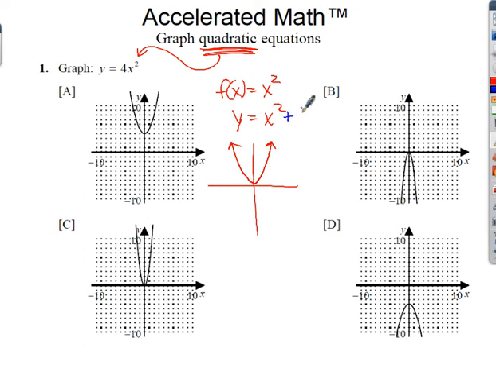You can add a number onto the end here. What does that do? A plus 4 is going to shift it up, so this one's going to become something like this. And a minus 4 is going to shift it down like this, to where it crosses at negative 4 over here. The other one crossed at positive 4 when it was positive, and a negative is going to cause it to go down there.